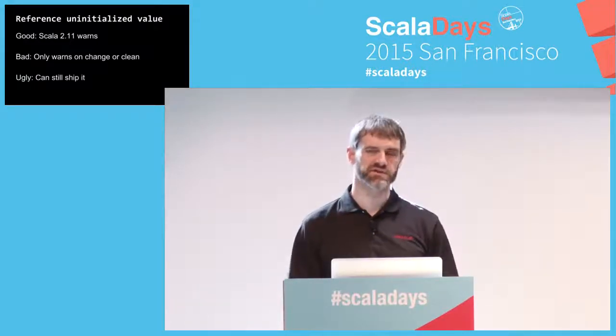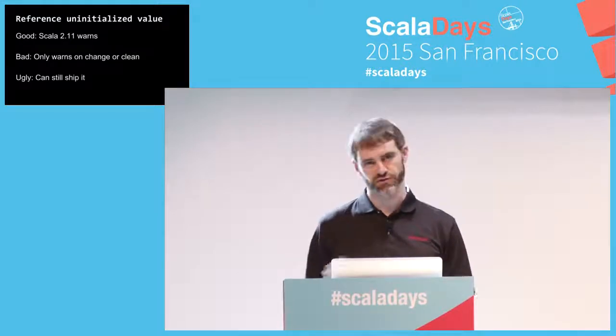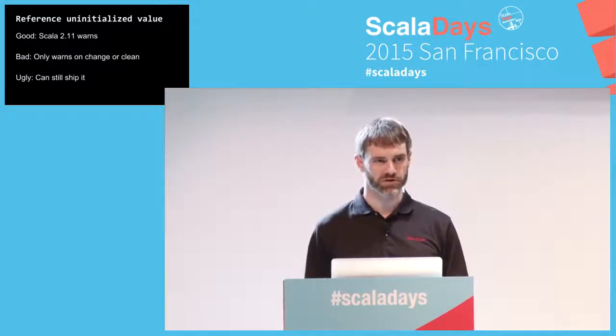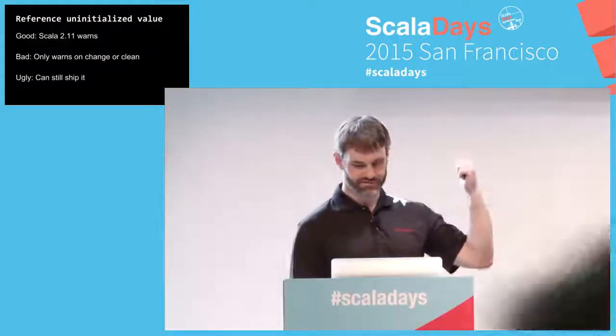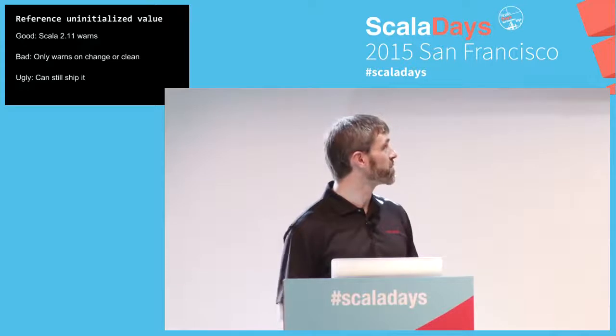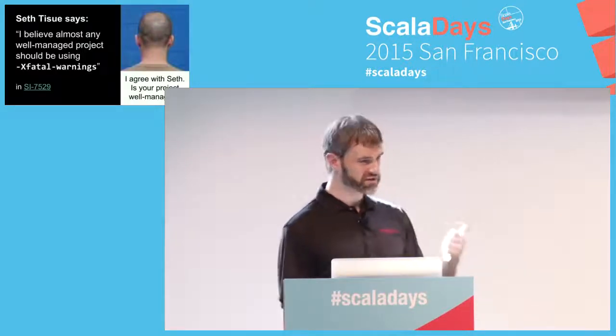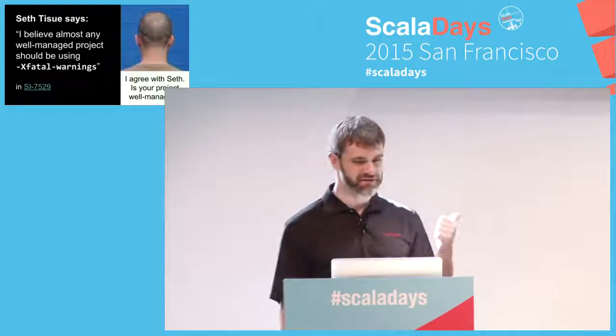The bad news is that it's a warning, and you only see warnings when you do a clean build of your project or you change the file in which that warning appears. And this is a bug I don't want to ship, right? I mean, I want this to go away and not be possible. So what to do? Well, Seth Tissue recommends turn on -Xfatal-warnings.